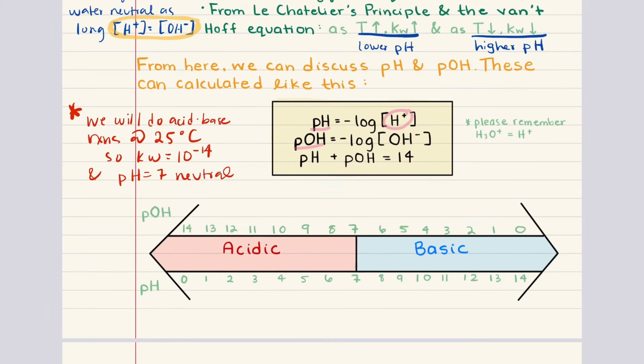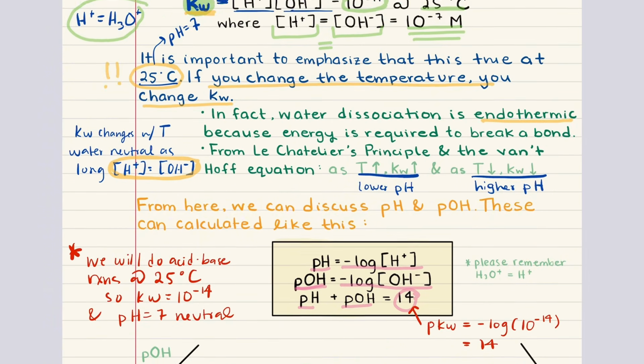So the pH is then defined as the negative log of the hydronium ion concentration, and the pOH is defined as the negative log of the hydroxide ion concentration. At 25 degrees Celsius, pH plus pOH equals 14. That means if you know one value, you can always find the other by subtracting from 14. So for example, if the pH is 5, then the pOH must be 14 minus 5, and that is equal to 9.